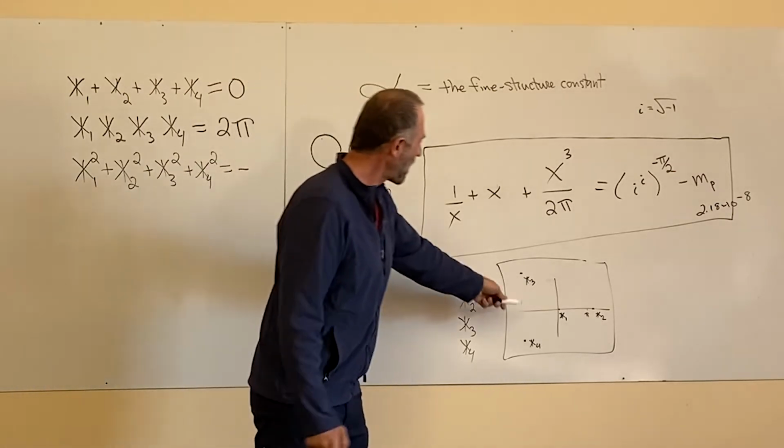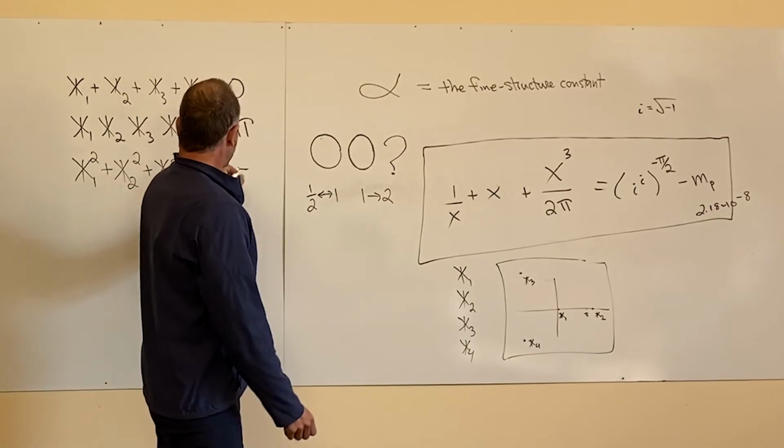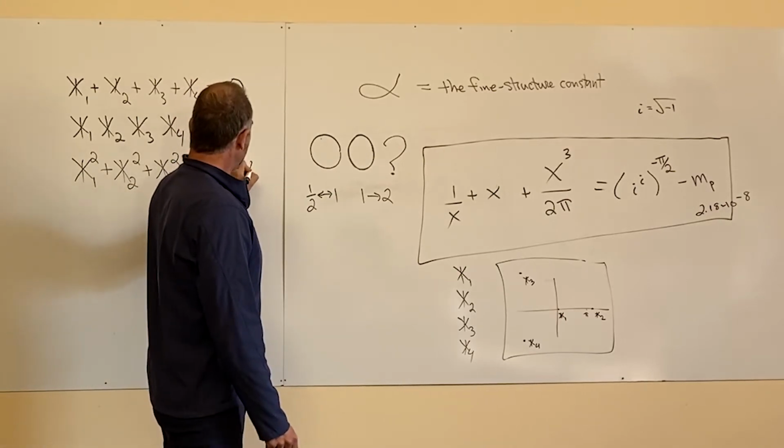Think about it, some of them are complex, right? So we get negative inversions back and forth. We square them all, add them together, we get negative 4 pi.